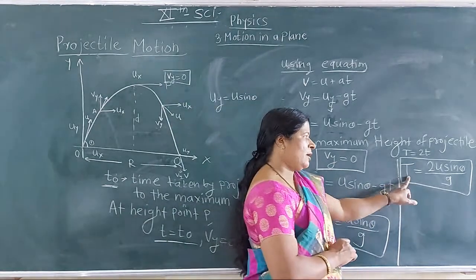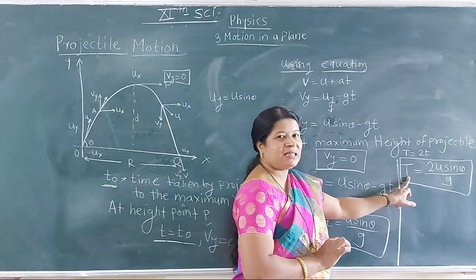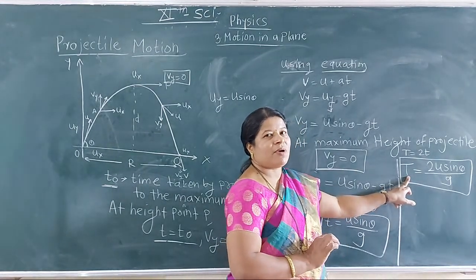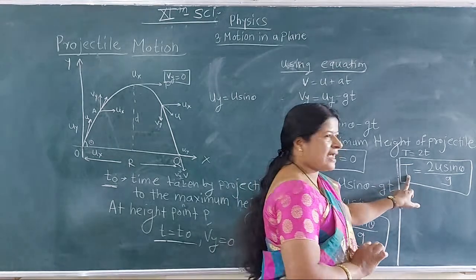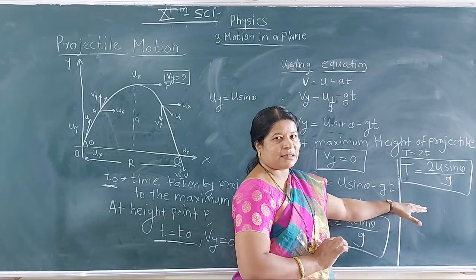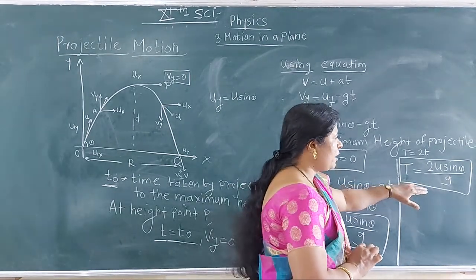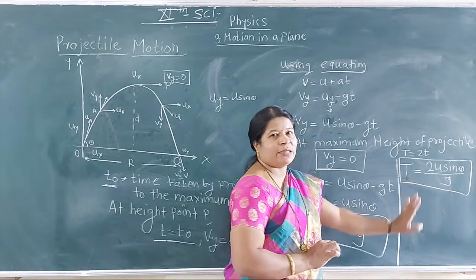This T we call the time of flight, that means the total time required by the projectile to cover that trajectory. So this equation is important, and up to this point, today we stop here. Thank you.